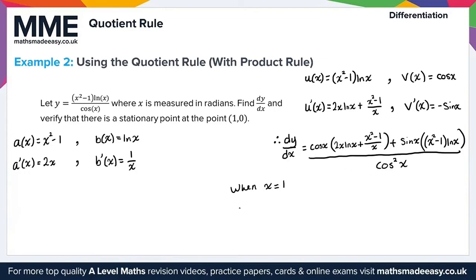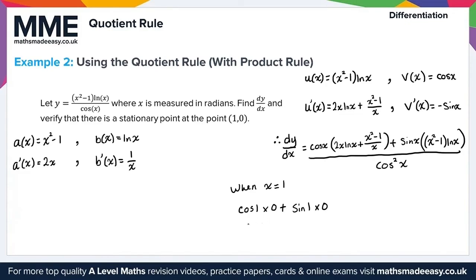So in that case, what we get then is cos of 1. Well, here, the natural logarithm of 1 is 0. So in that case, this whole expression here, well, this 2x times the ln of x will be 0. And in this case, 1 squared minus 1 would also be 0. So this whole bracket here simplifies to be 0. Okay, so that's cos of 1 times 0. Plus now, we have sine of 1, and remember, x is measured in radians. However, in this part here, we have the natural logarithm of 1 again, which will be 0. So it's going to be sine of 1 times 0.